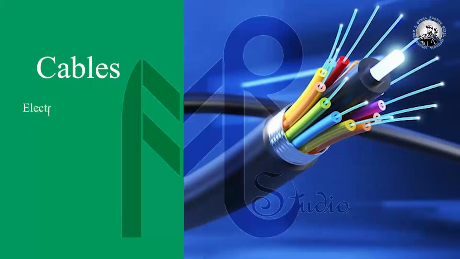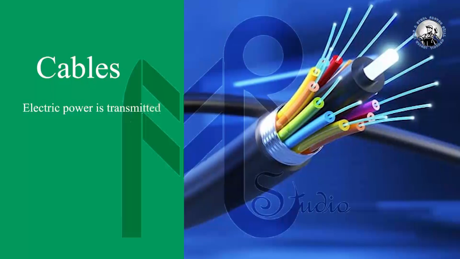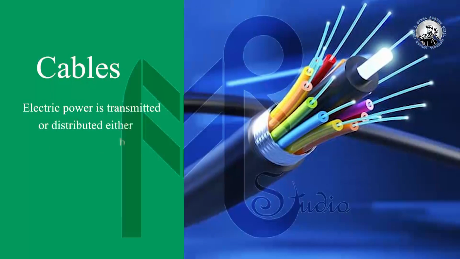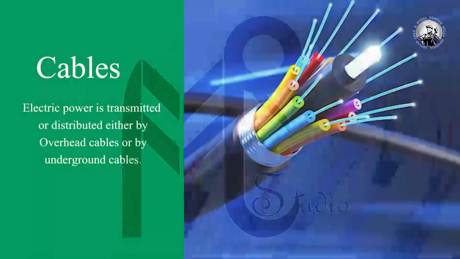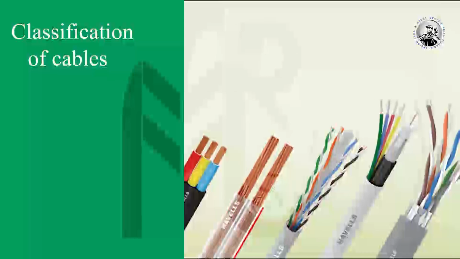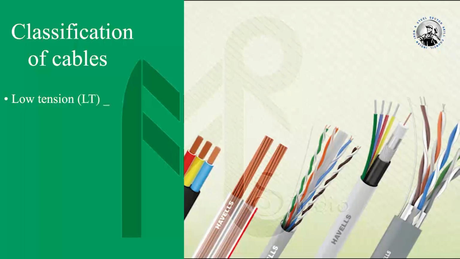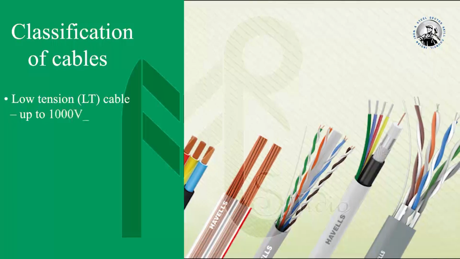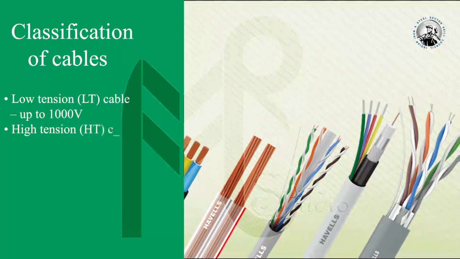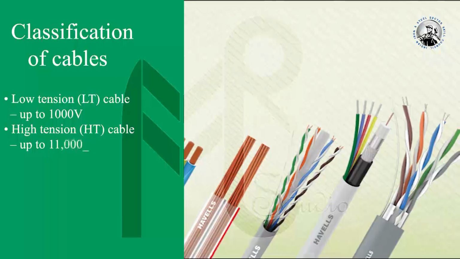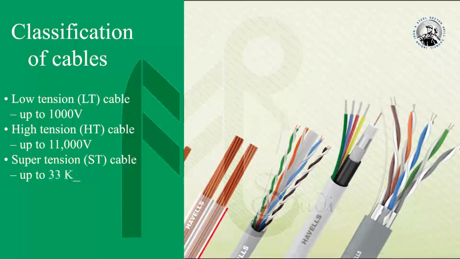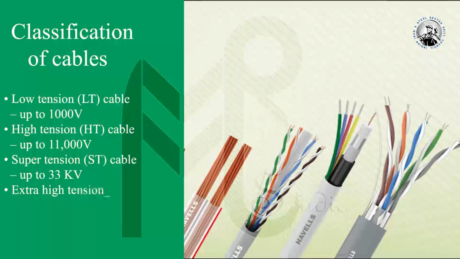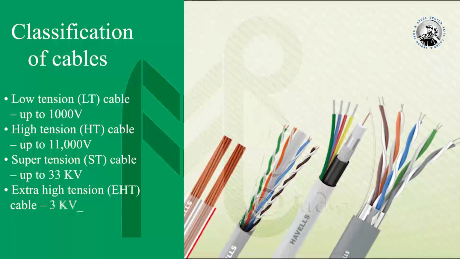Cables. Electric power is transmitted or distributed either by overhead cables or by underground cables. Classification of cables. Low tension cable, up to 1000 volts. High tension cable, up to 11,000 volts. Super tension cable, up to 33 kV. Extra high tension cables, 3 kV to 66 kV.